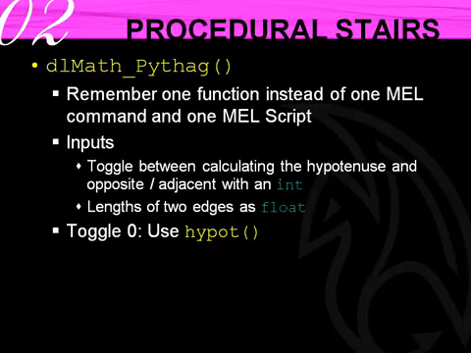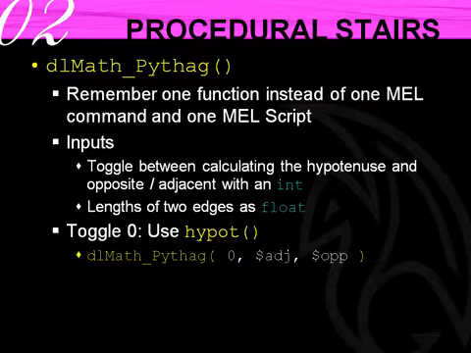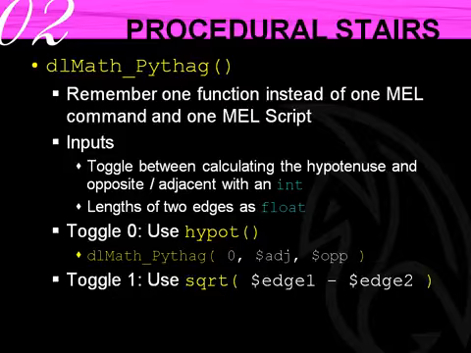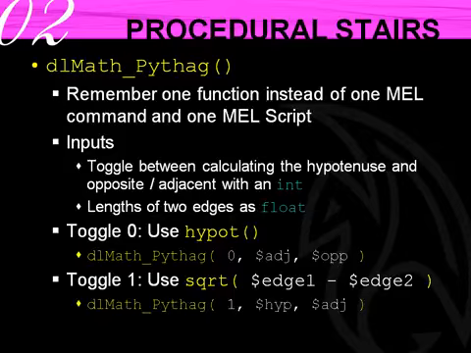So, for example, if we set the toggle to 0, we would just use Maya's hypot command. So we run the command, and the toggle is going to be 0, so I want to find the hypotenuse. So just use the hypot command, here's the adjacent and here's the opposite. And if we put the toggle to 1, then we're going to use the command that we created ourselves, the square root of edge minus edge. So in this case, dlmath_pythag, we put the flag of 1, and then we pass it the hypotenuse and the adjacent. Or we could equally pass it the hypotenuse and the opposite.